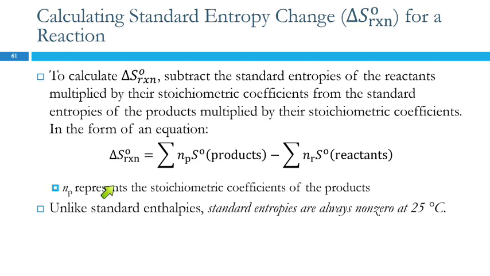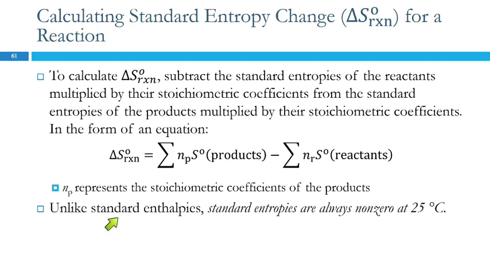So written in the form of a mathematical equation, it looks like this, where these giant sigmas are the sum of. N is the coefficient on each of the products. The coefficient represents the number of moles, and so you would multiply the standard molar entropy by the number of moles, add them all up, and then subtract all the reactants.